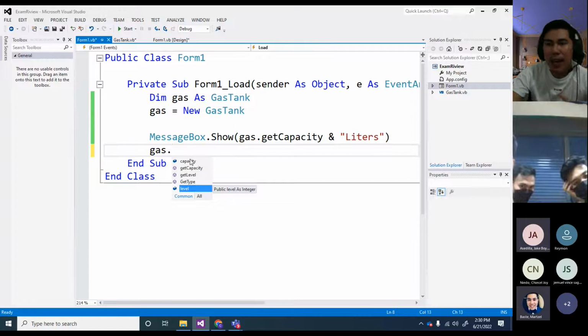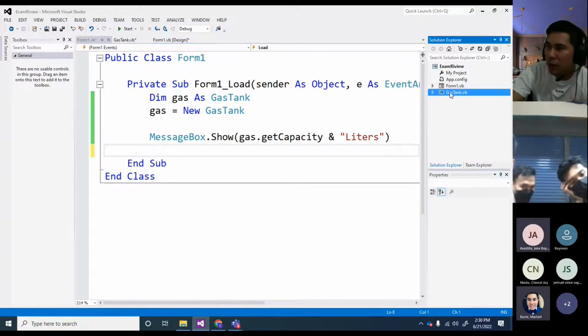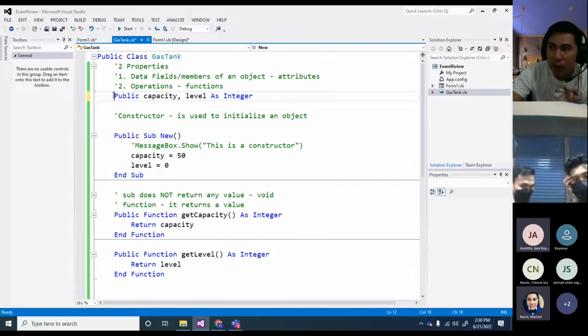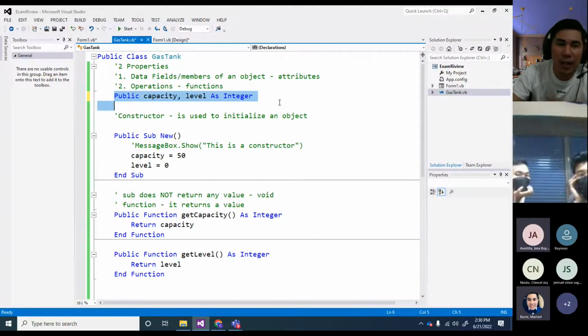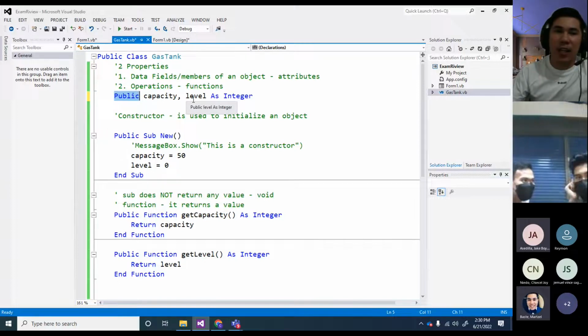So I can access the capacity and the level. Okay? So of course we can always do that. I mean, there's nothing wrong with this one, no? Walay problema kung i-public ninyo dito. However, that is not encapsulation. Klaro? So kung naka-public ni siya dire, imuhang attributes, ang idea na is this is not encapsulation.